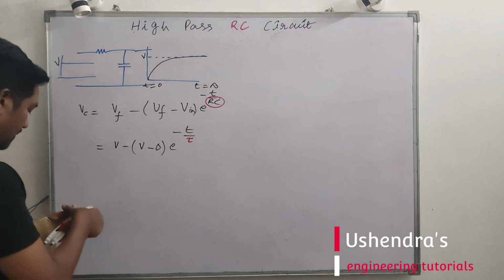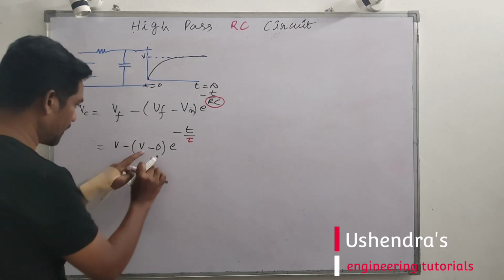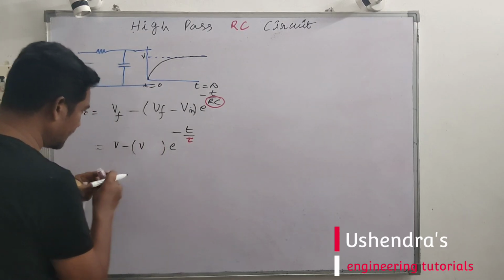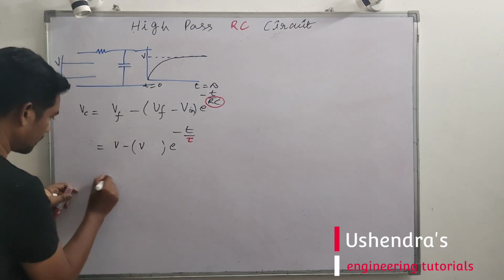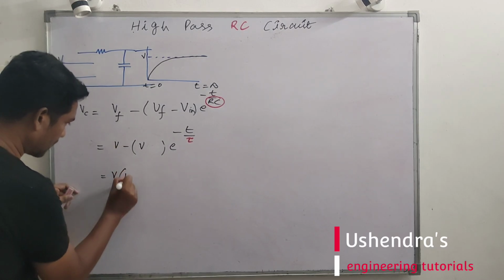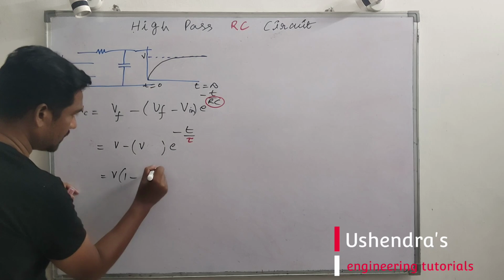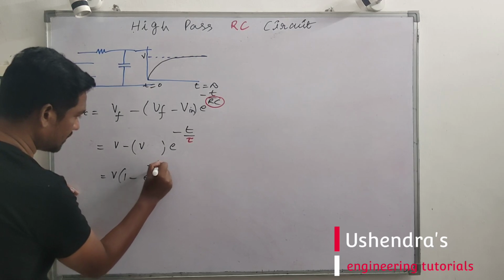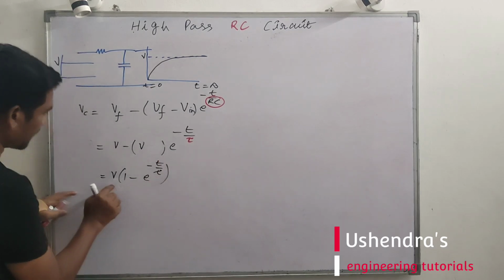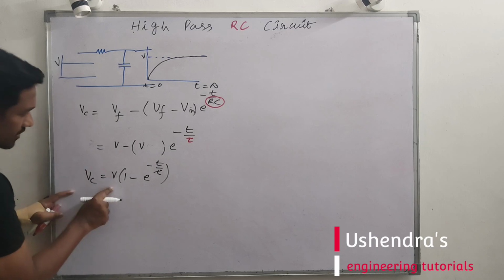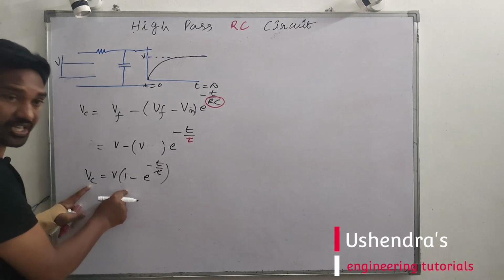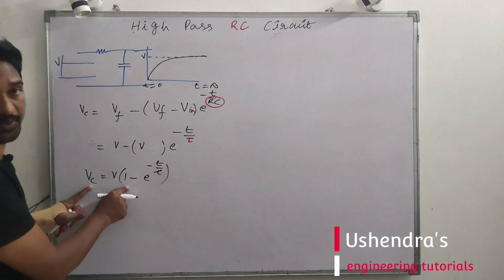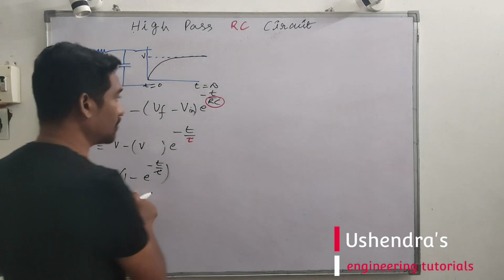Fine. And so finally, what do we have? It's a 0 over here, so this becomes insignificant, and we have V times 1 minus e raised to minus t upon tau, which is the expression for voltage across the capacitor at any instance of time, which is the expression for the exponential waveform. So we will make use of this one.